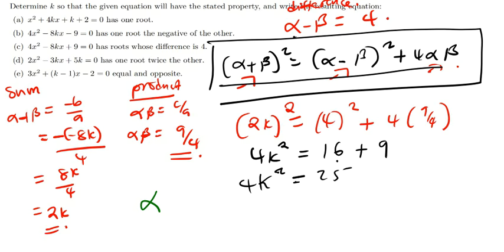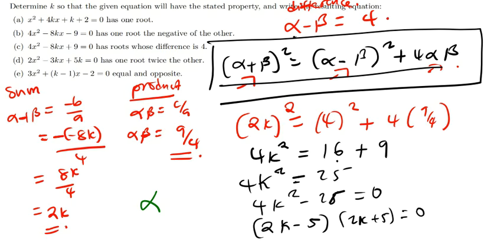What I can do now, I can shift 25 to go to the other side. I'll say 4k squared minus 25 is equal to 0. Now this I can use difference of 2 squares, where I can say 2k minus 5 and also 2k plus 5 is equal to 0. So in simple terms, I can now shift 5 to go to the other side. The one will be k is equal to 5 over 2, and the other one will be k is equal to negative 5 over 2.